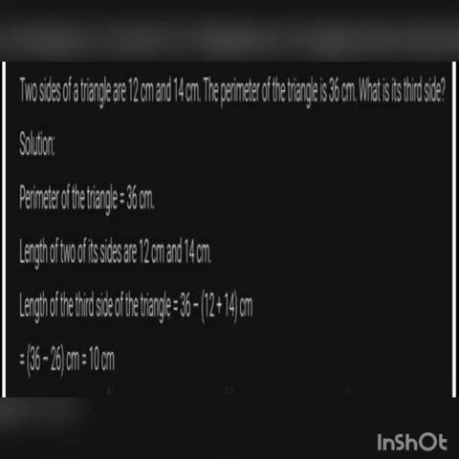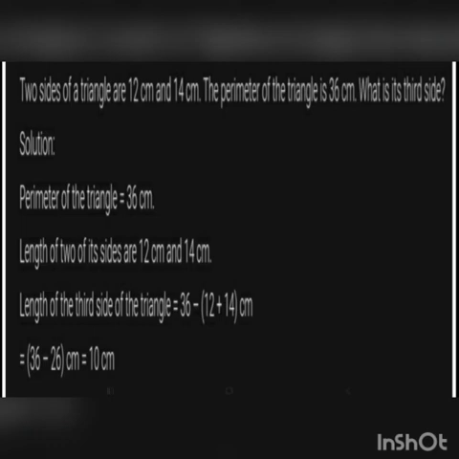Now next, two sides of a triangle are 12 centimeter and 14 centimeter. The perimeter of the triangle is 36 centimeter. What is the third side? So first recollect what is the perimeter of a triangle. They did not inform you it is an equilateral triangle, so it's not an equilateral triangle. Already two sides are given and the perimeter is given. We have to find the third side.